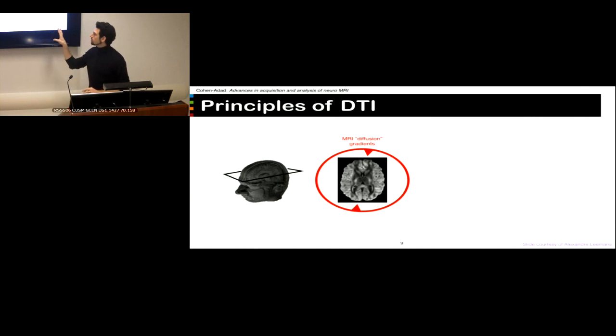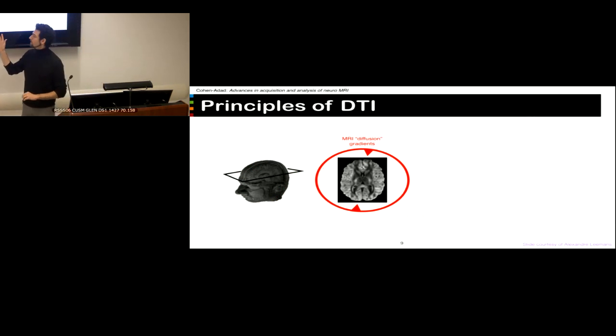So I'm not going to dive into the pulse sequence aspect of it, but with MRI, you know that the system has gradients, and those gradients are used to encode the spatial location of the spin, so that we can reconstruct an image. We can also use those gradients to encode something else. In that case, we want to encode the direction of water diffusion, right?